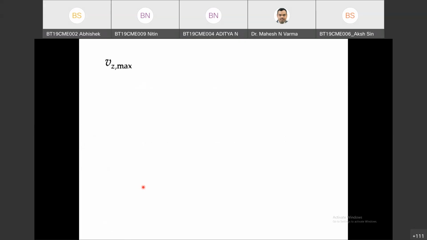Once I have the velocity profile equation, I can get the maximum velocity. What will be the maximum velocity? Roll number 25. Yes, sir. Maximum velocity is delta P by 4 mu L into capital R square. How did you get this maximum velocity? At r equal to 0 we get that. Substitute r equals 0, so delta P, P0 minus PL, R square divided by 4 mu L.